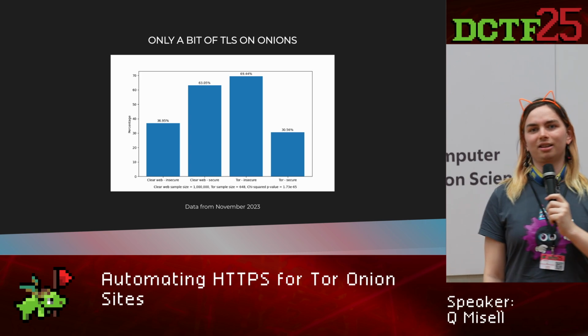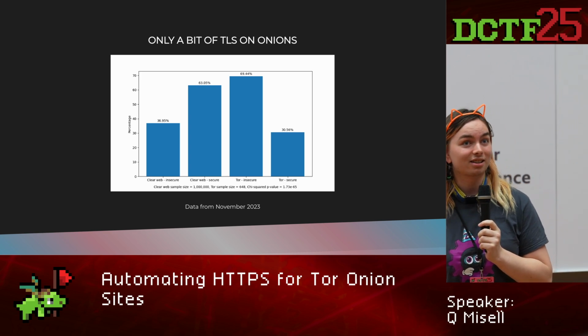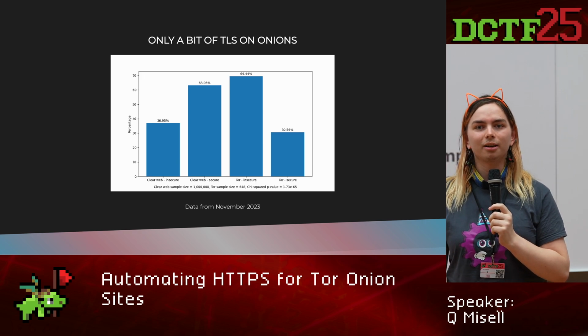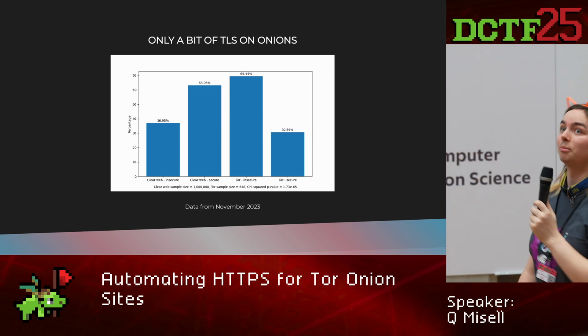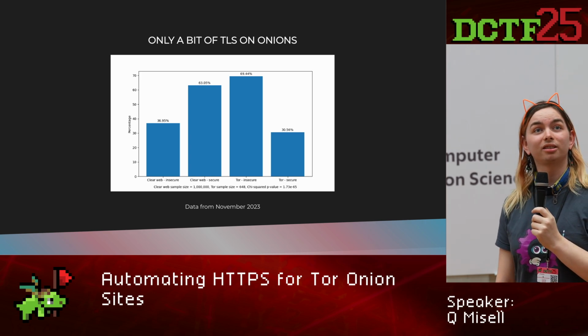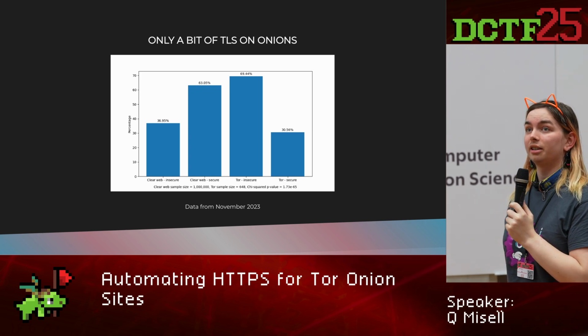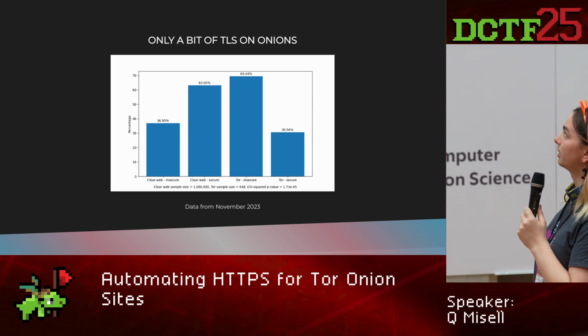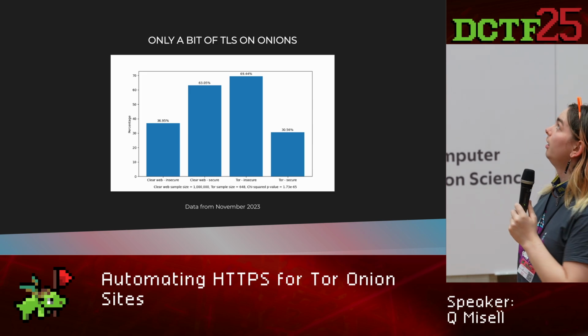There's a problem with this. There's not that much TLS on these sites. This is really difficult to read the numbers from here, but I can read them from here. So on the clear web, a good 63% of websites have HTTPS enabled on them. Probably more by now, but this was data from November 2023.